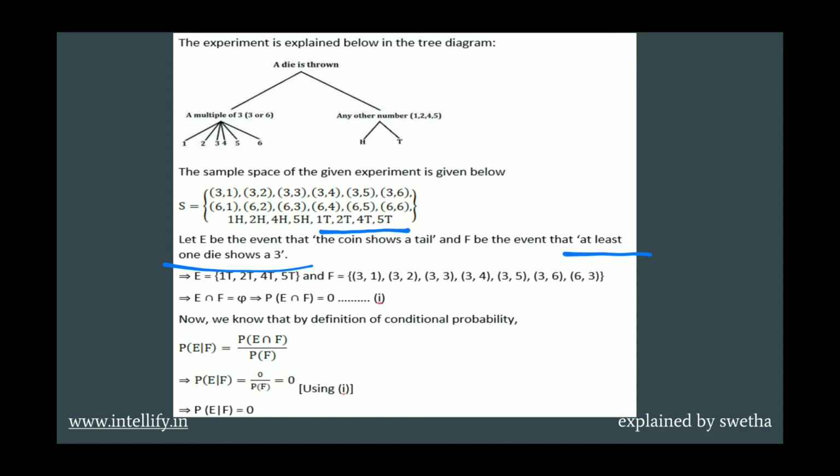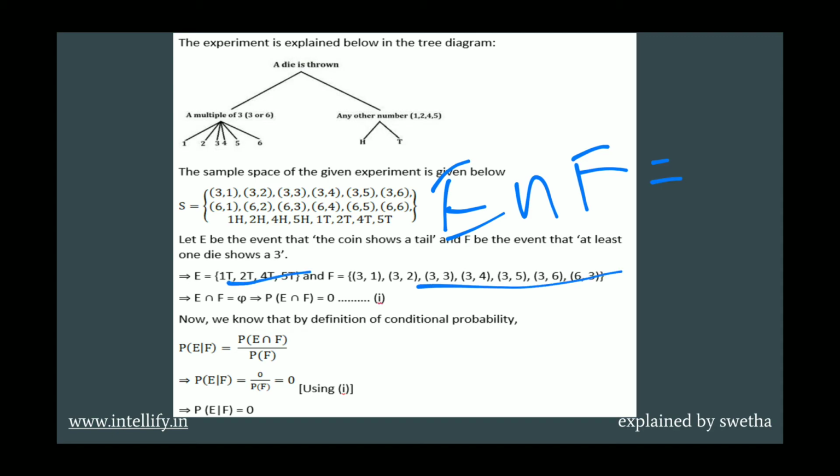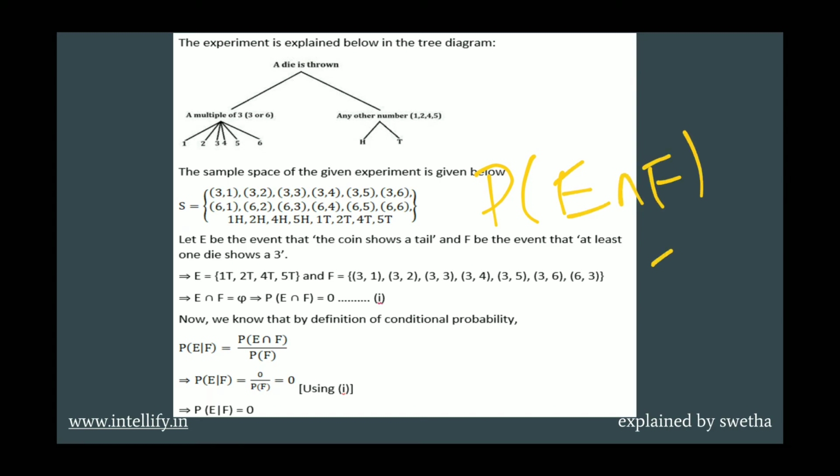Here in this case we have to consider that at least one die means we can also consider 2 dice showing the 3. So let us consider firstly at least one die, here we have 3 1, 3 2, 3 3, 3 4, 3 5, 3 6, and 6 3. These are the events of F. And E intersection F here is the null set because there is nothing common between the 2 events. So we get null, so the probability of E intersection F is equal to 0.